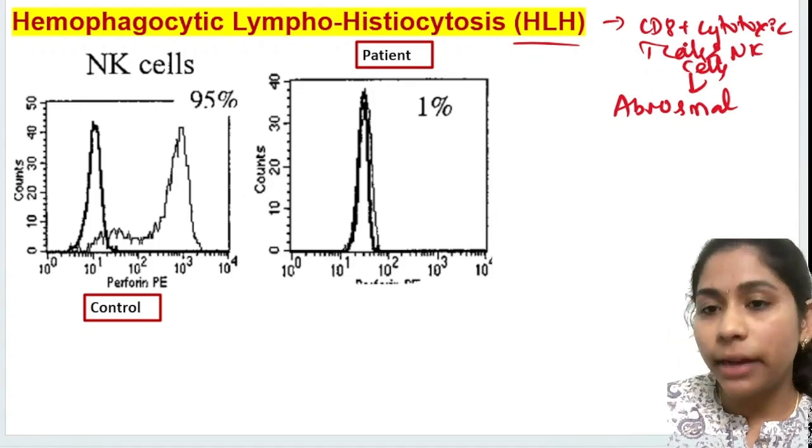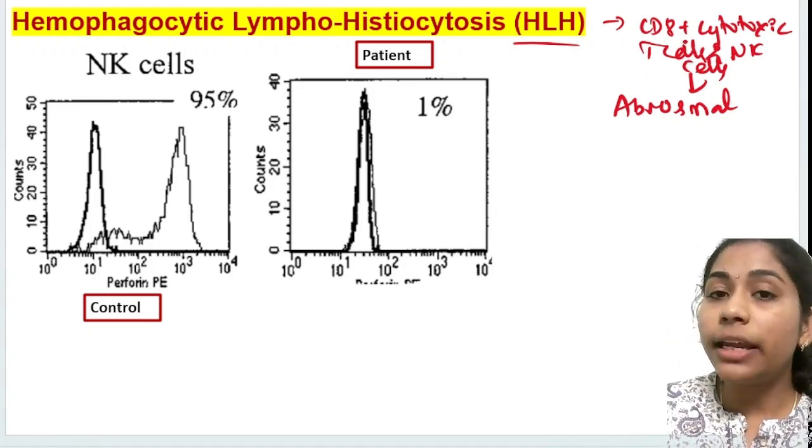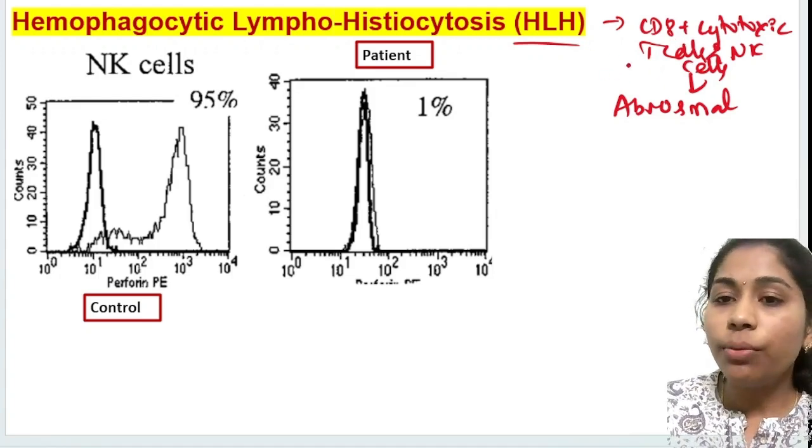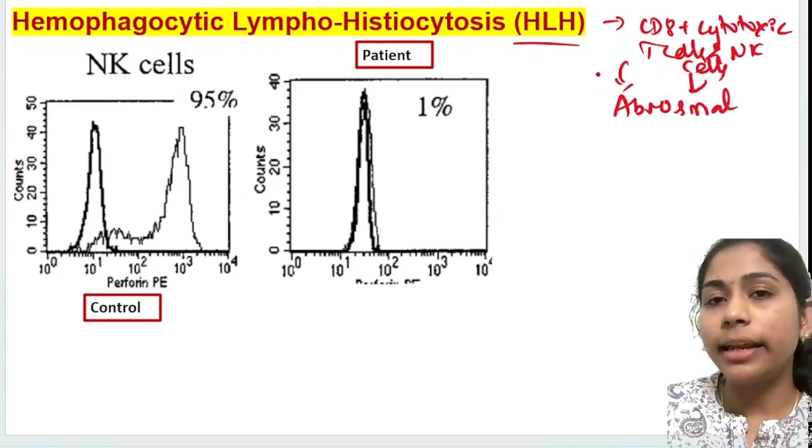They are like the army, right? They are the army of our body. So whenever any invader comes into our country, our army will kill them, right? In the same way, in our body, the CD8 and NK cells are the army. Any pathogen enters, they will kill them. That is their normal function.